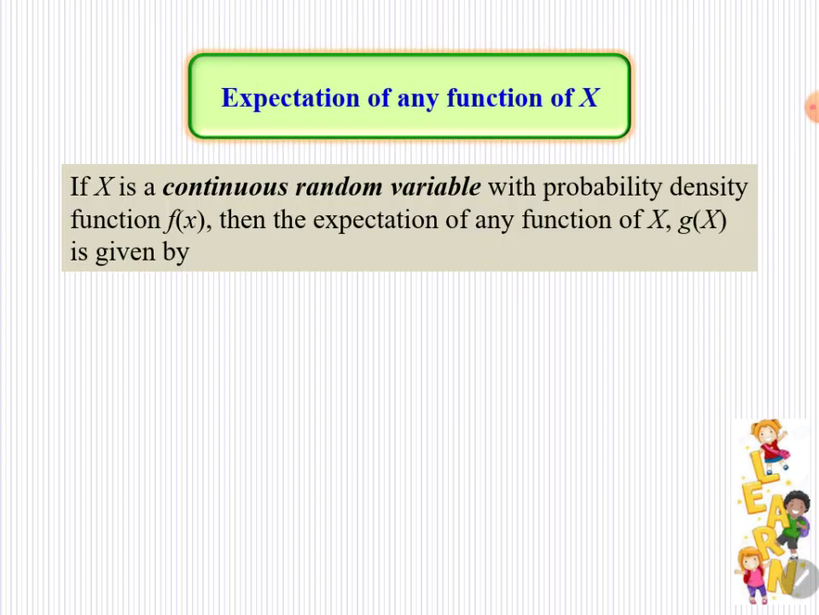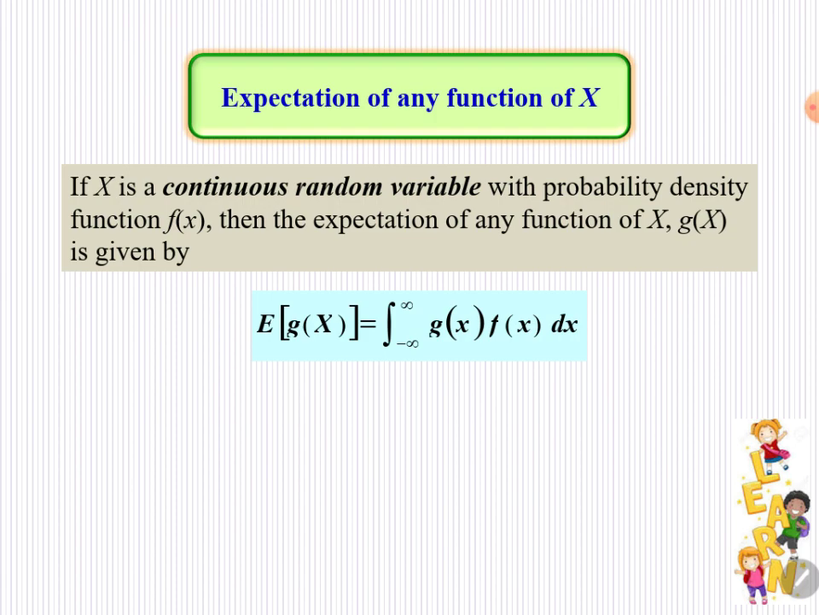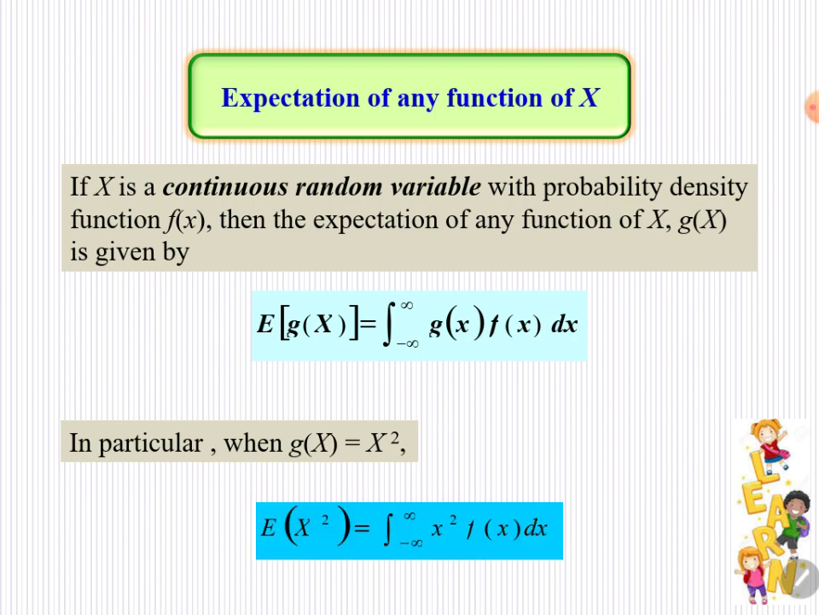So for the expectation of any function of x, the same as the discrete random variable, we just have to multiply the function with the probability. So if x is a continuous random variable with probability density function f of x, then the expectation of any function of x, let's say g of x, is given by E of g of x equal to the integral from negative infinity to infinity of the function g of x multiplied with its probability f of x with respect to x. In particular, when g of x is equal to x squared, then the expectation of x squared is equal to the integral from negative infinity to infinity of x squared multiplied with f of x with respect to x. So let's do some examples.